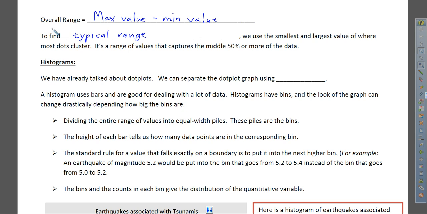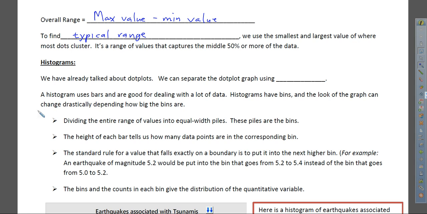So shape, center, spread. And the last one is outliers, but we'll look at outliers a little bit later. There's no real formal definition. Just remember, it's a data point that is unusual. Now, that doesn't mean it's bad, just means it's unusual.